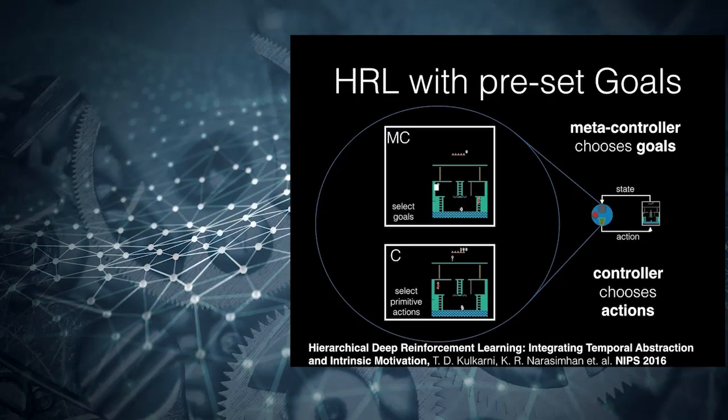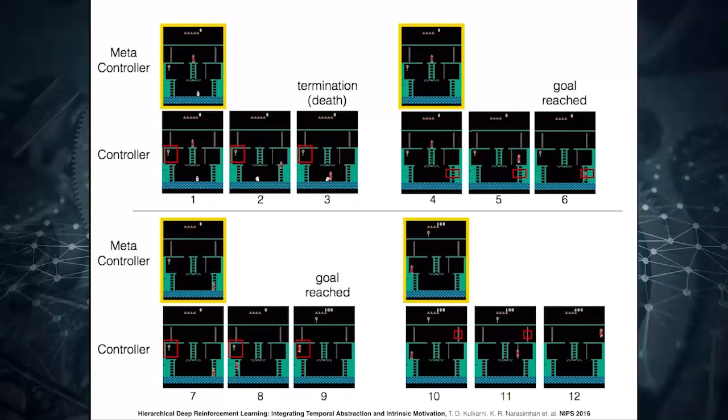So one of the works looks at this hierarchical idea where these subtasks are predefined, and this is the higher level agent. The meta controller controls which tasks to select from between the tasks, and a lower level agent with high temporal resolution is selecting primitive actions. So essentially, the meta controller, for example here, chooses the goal, this one, key.